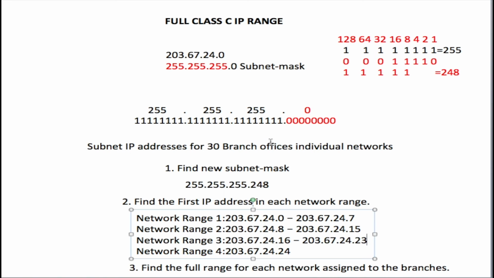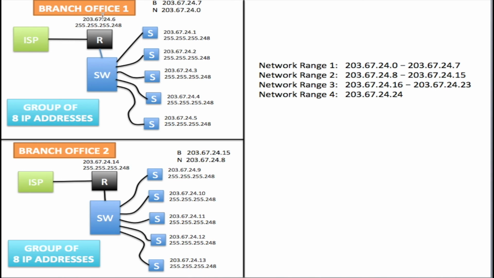For the 30 branches, you would calculate them in the same way in order to get all the IP ranges for all 30 branches. I went ahead and I drew up a little diagram for you showing you branch office number 1 and branch office number 2. Now branch office number 1, I have a network range between 203.67.24.0 right up to dot 7. And you'll notice here that I have dot 0 being network, where I have the N, that's for network, and B is for broadcast. So dot 7 is the broadcast. And from dot 1 right up to dot 5, I'm using for the servers, and dot 6 I'm using for a router. And you'll notice here that the subnet mask is 255.255.255.248 for all of the devices on this network.